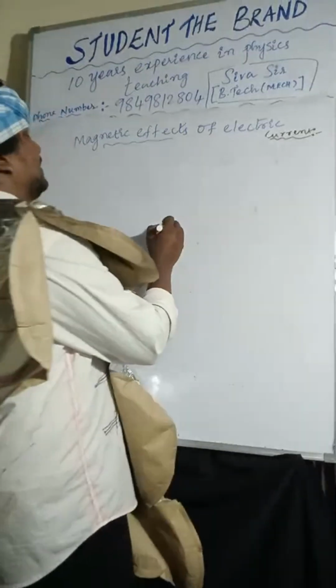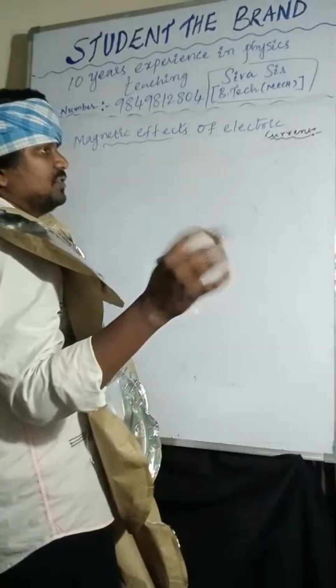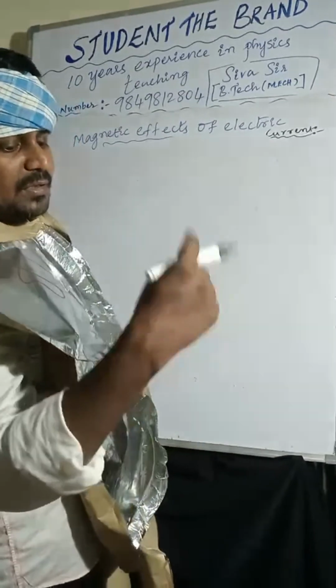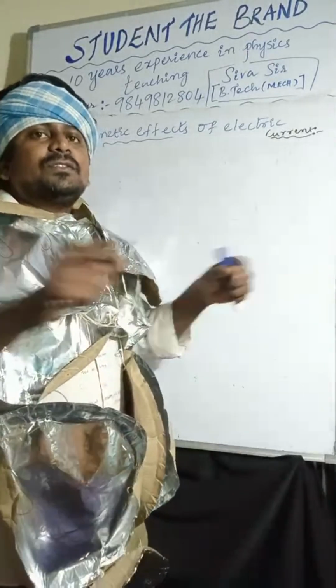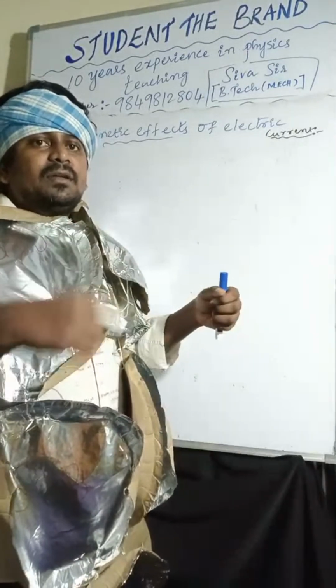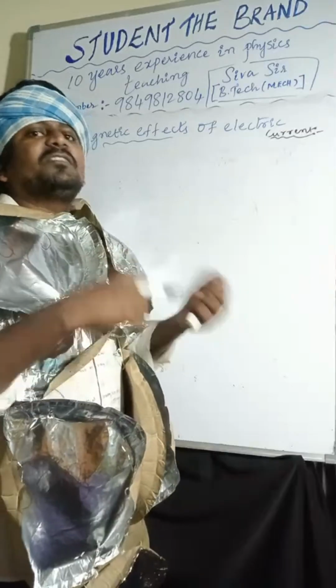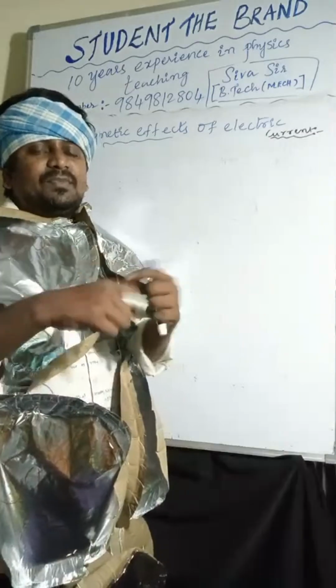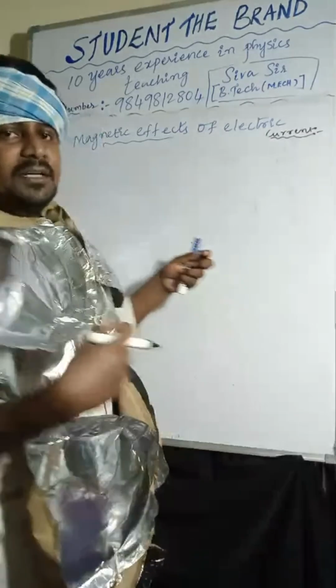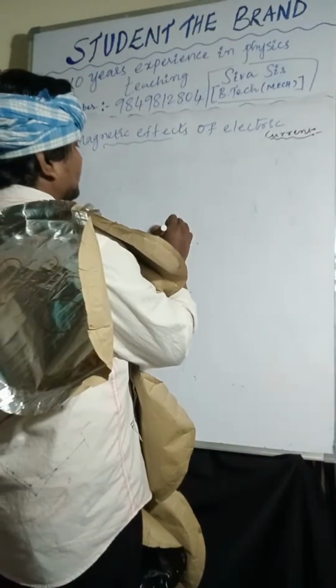You can take an insulated copper wire wound in the form of a cylindrical shape. Taking the straight copper wire, wrap it in the form of a cylindrical shape. I'm taking it like this.